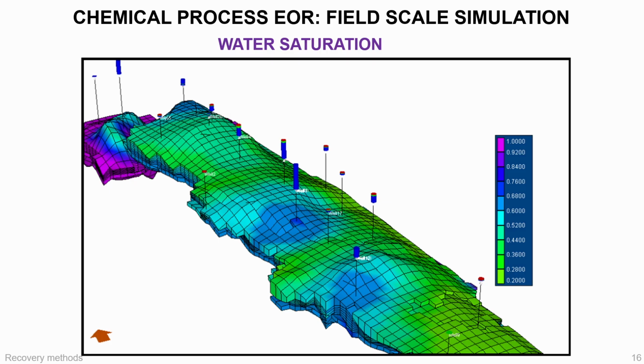This slide shows the role of field-scale simulation in chemical EOR. Water saturation maps help us see how injected fluids move through the reservoir and how effectively different zones are swept. Simulation is especially valuable in EOR because the physics are complex and field pilots are expensive. By using simulation, we can test alternative designs and better understand how chemical injection may behave before large-scale implementation.